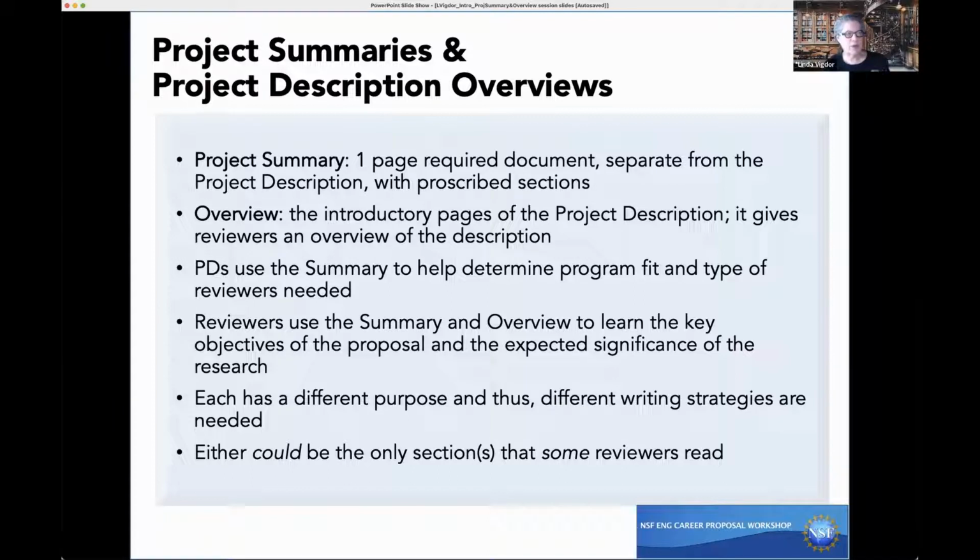They are used in different ways. Program directors will use the project summary to help determine the program fit and the type of reviewers that are needed. Reviewers will use the summary and the overview as well to learn the key objectives of the proposal and the expected significance of the research. They each have a different purpose, and there are different writing strategies. Also, keep in mind that some reviewers might read only those sections. For example, when proposals go to a panel, not all panel members read all proposals closely. Sometimes they will read only these two sections.